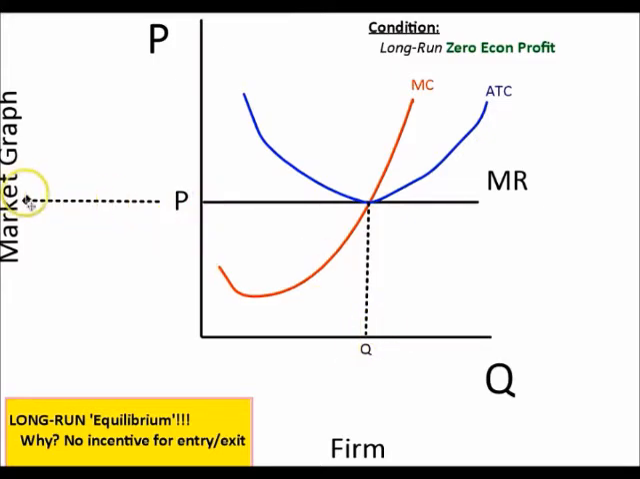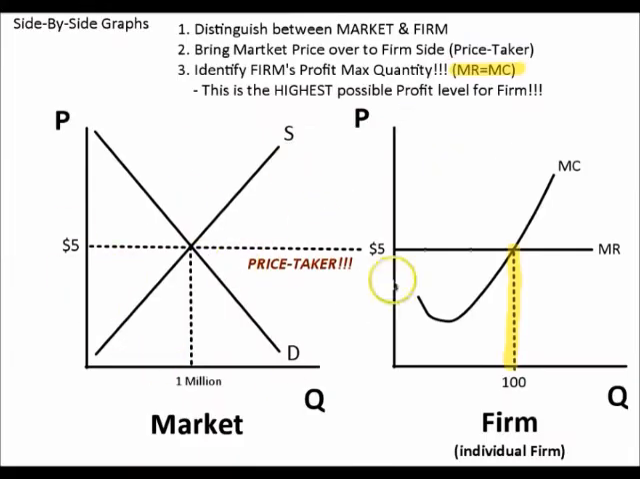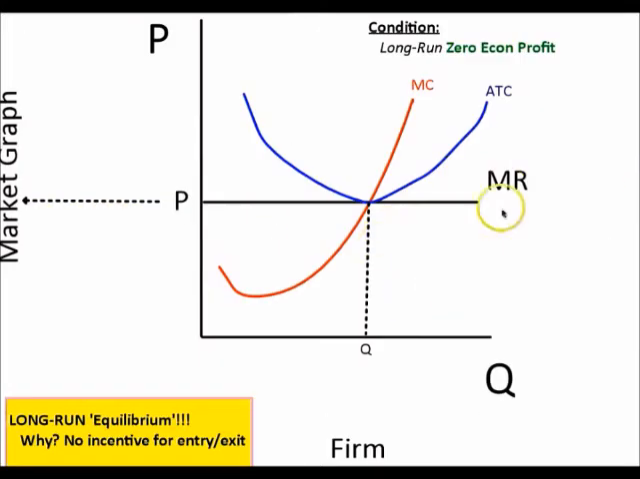Now, taking a look at this graph, let's get it straight. Off screen here to the left is the market graph, this supply and demand graph. What I'm doing is I'm cutting the market side off and we're zeroing in on the firm side. So in the back of your head, you have another graph out here to the left. I just did not draw it.